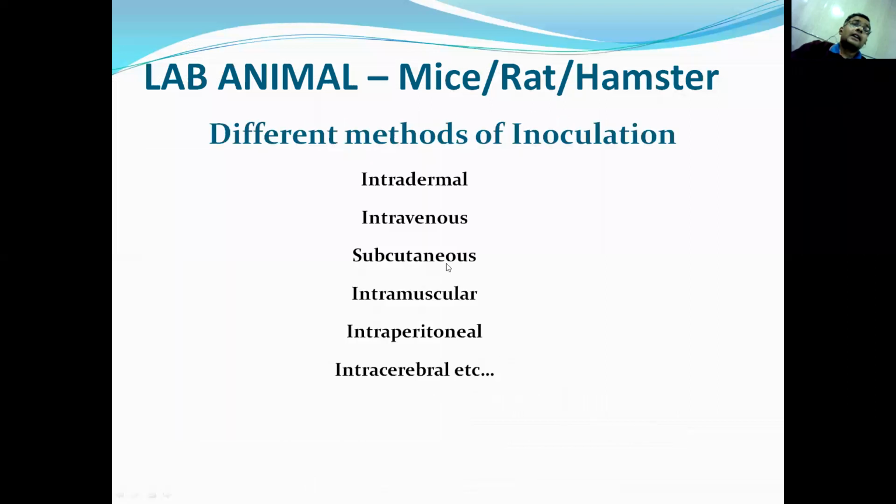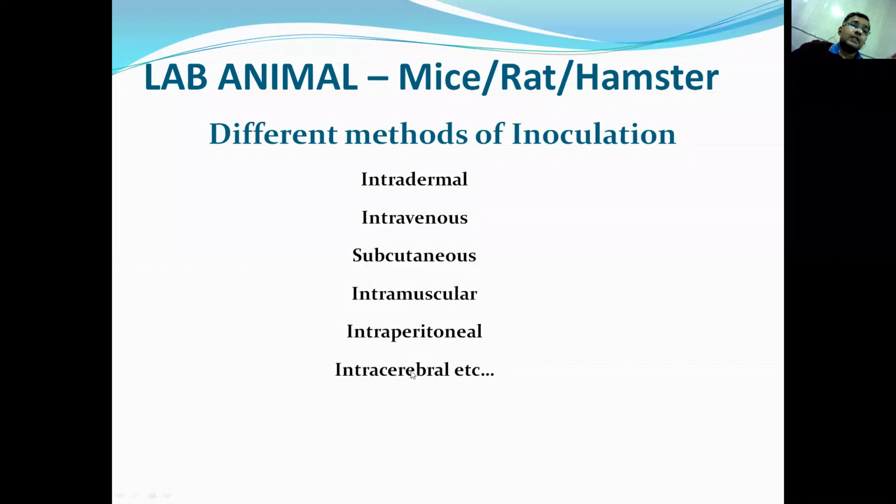Once you restrain, you go for inoculation of your target material. It might be a drug, an antigen or something else. There are different methods depending on your target molecules: intradermal, intravenous, subcutaneous, intramuscular, intraperitoneal, or in some studies intracerebral inoculation. Intracerebral inoculation is generally performed in the case of rabies diagnosis, and the mice inoculation test is considered the gold standard test till now for the diagnosis of rabies.